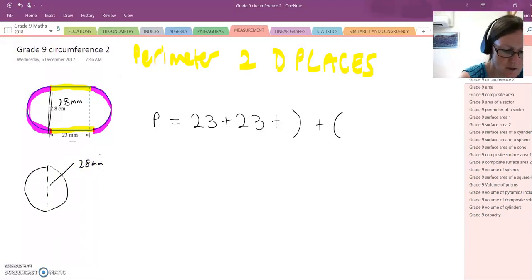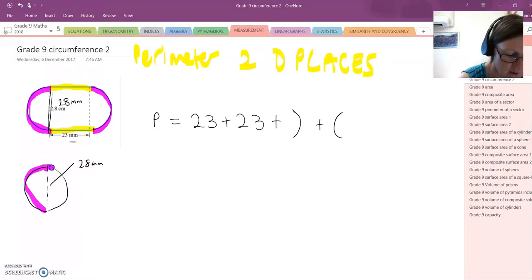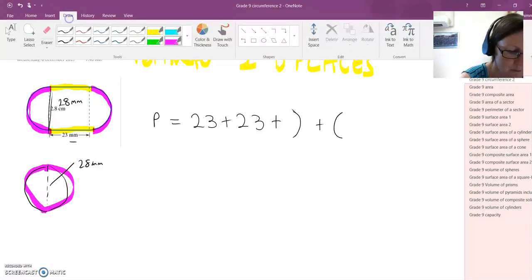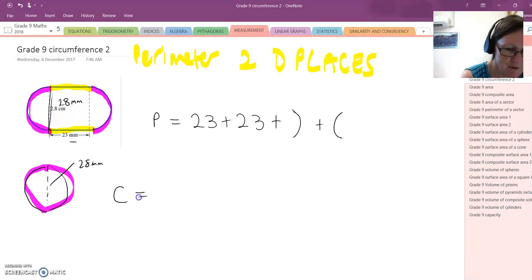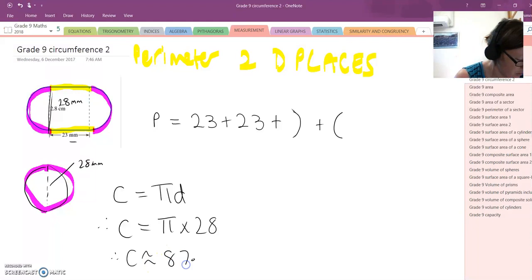So to find the pink distance, in other words, this plus that, so my full circle, I would go and find the circumference and I would use pi d, because the 28 is the diameter of the circle. So the circumference is equal to pi times 28. And if I put that into my calculator, pi times 28, the circumference is approximately 87.96 millimeters.